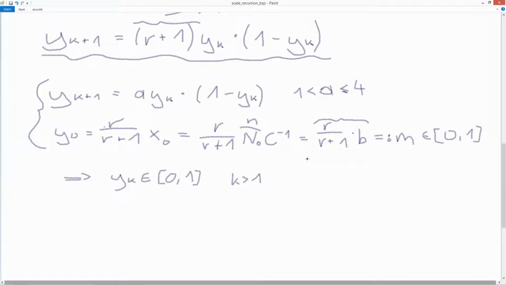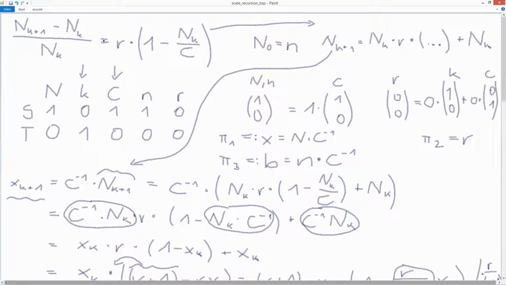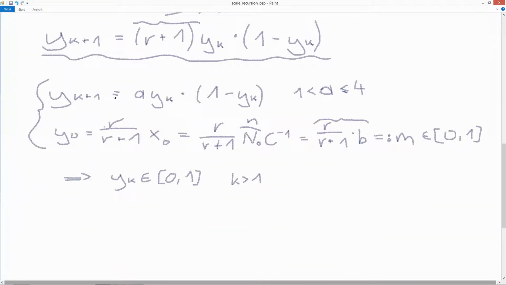It is very likely that you will find this version, so the scaled version of the logistic equation, if you look it up in a book or using the internet. This is because it is a little bit easier than the original version of the logistic equation. So most of the time people will use this version of the equation if it comes to calculating fixed points or stationary points, just because it is easier to work with the scaled version.